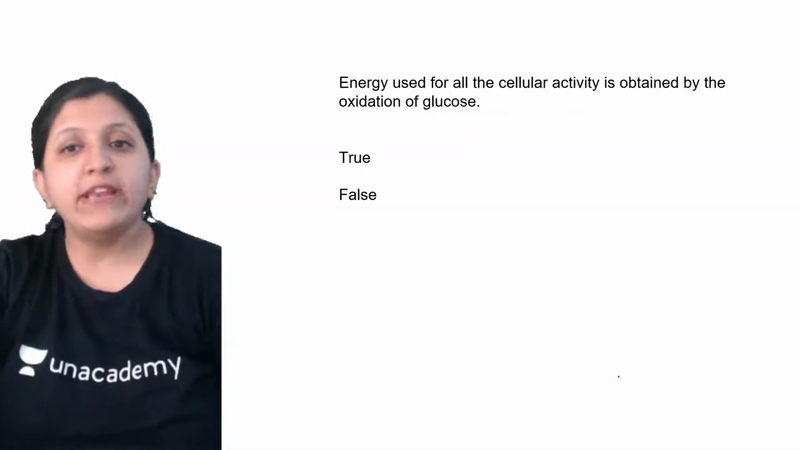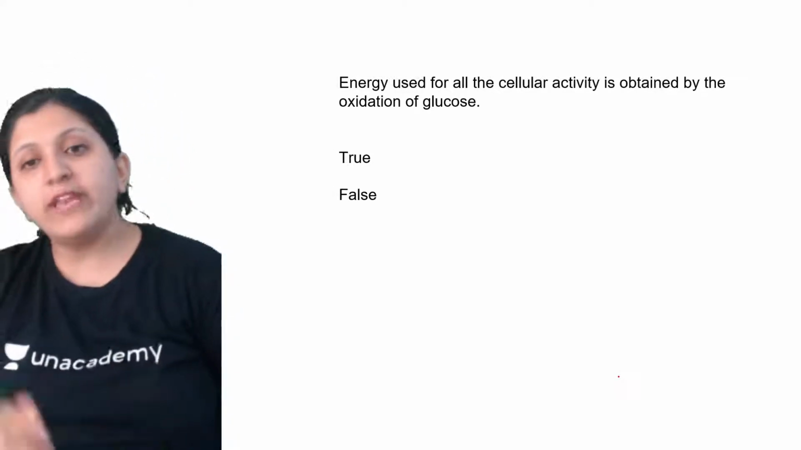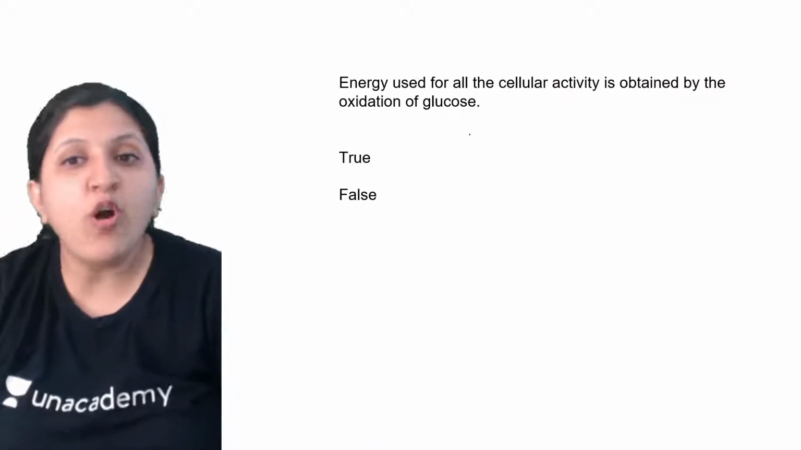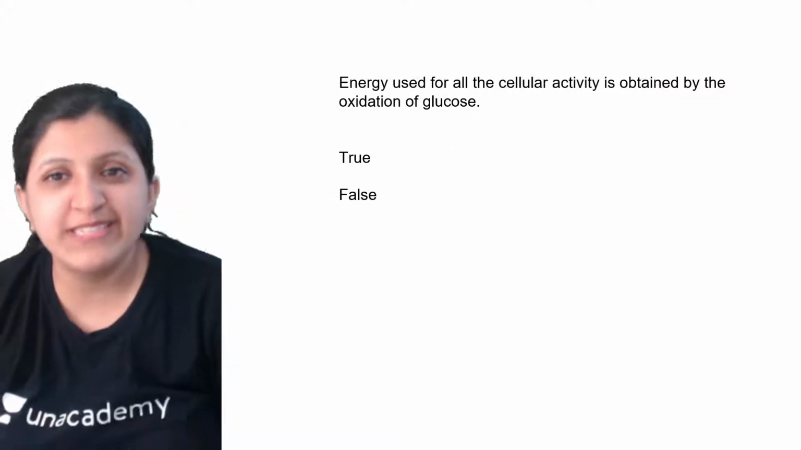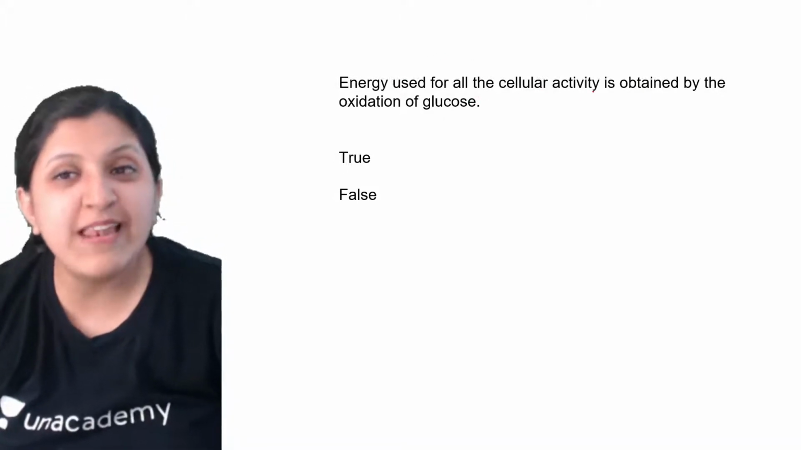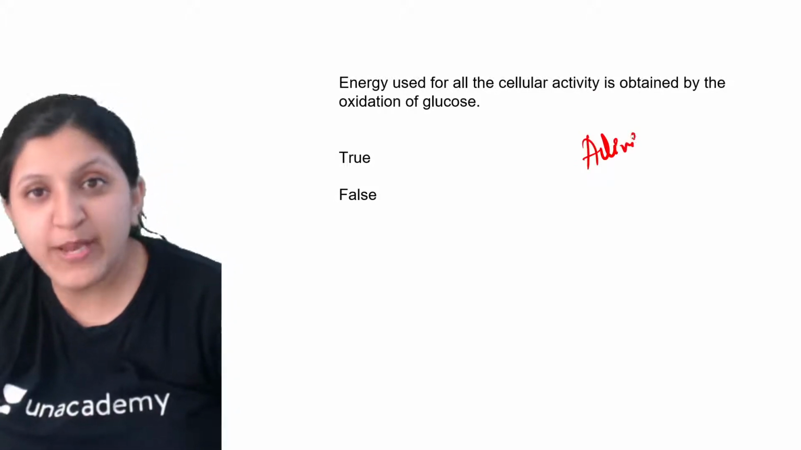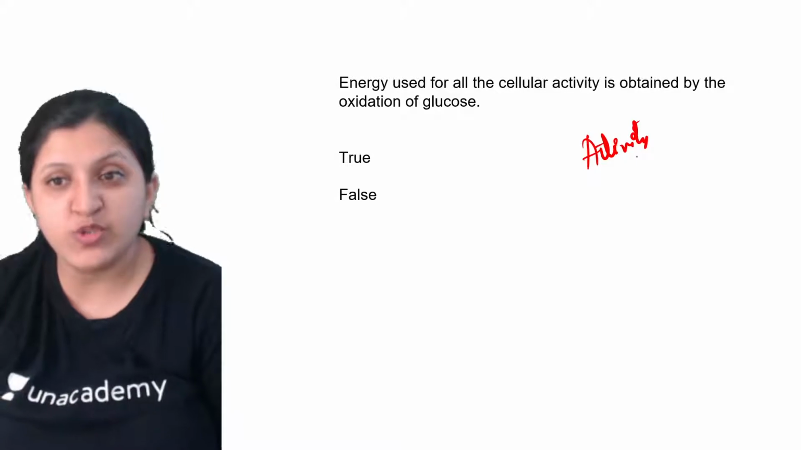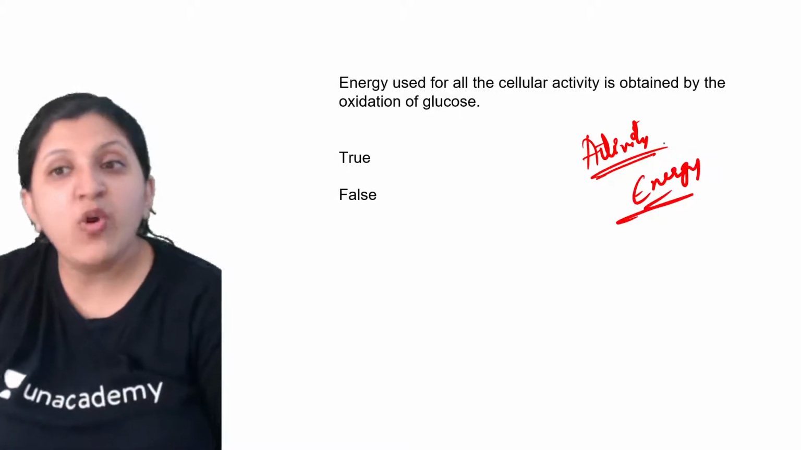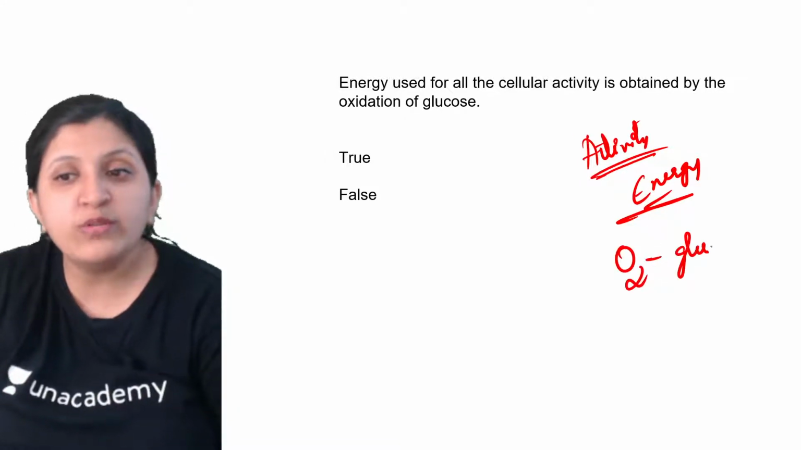Okay, so energy used for all the cellular activity is obtained by the oxidation of glucose. Is this right? Most of the activities, it can be with respect to cellular or the body activities also. All the activities require energy. And you know how the energy is produced? This is because oxidation of glucose is occurring.